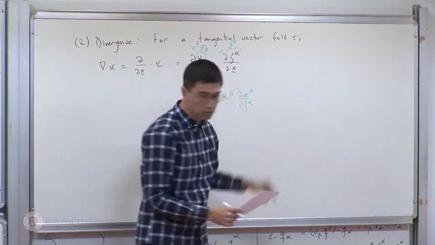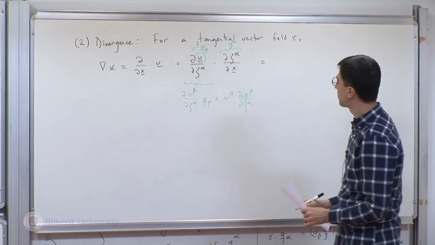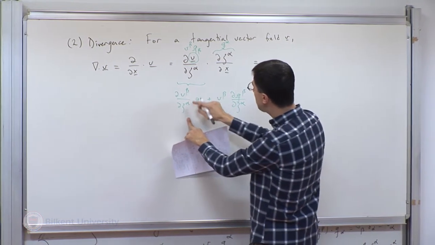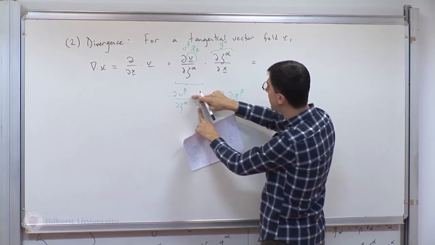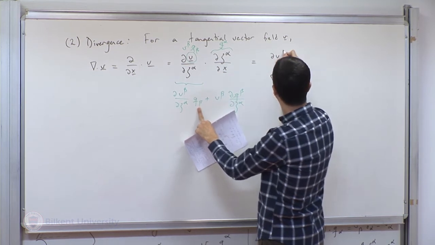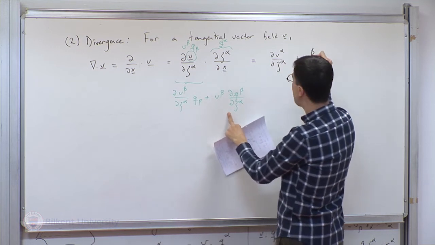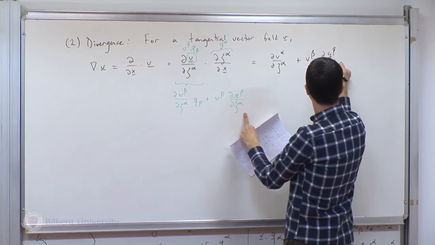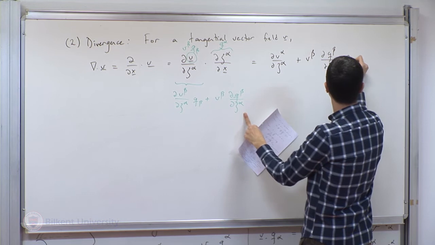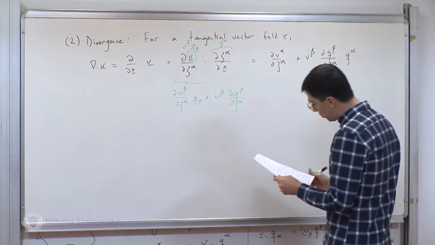And now, therefore, I take the dot product of those vectors. Okay. So I have, well, let's observe. V^β ∂ξ^α, g_β · g^α. That's a Kronecker delta, α β. I'm going to make that an α. So ∂v^α over ∂ξ^α. And then plus v^β, the derivative of g_β with respect to ξ^α, dot g^α. Okay. All right. So I have two expressions there.